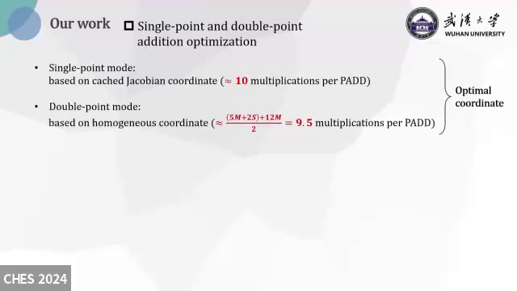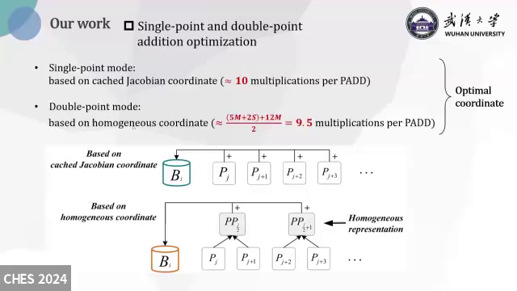Fortunately, we find that adding 2 points to the same bucket per round further reduces the number of multiplications. Based on the homogeneous coordinate, we can achieve a double point approach that requires an average of only 9.5 multiplications per addition.